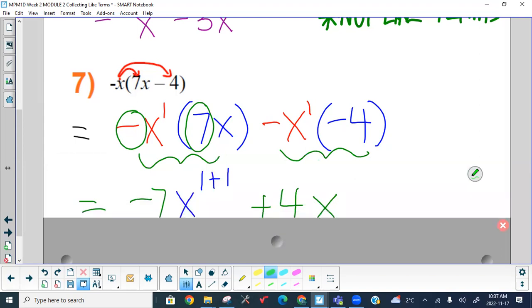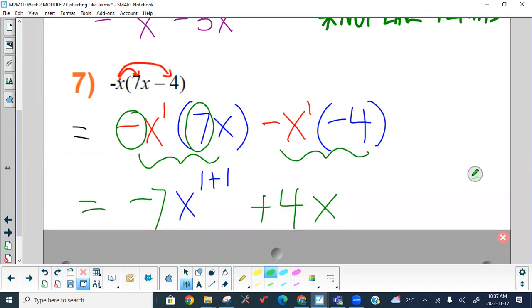So when we're multiplying our numbers, negative 1 times 7 gives me negative 7. X to the power of 1, and there is an x to the power of 1 here. Those two powers have to be added.